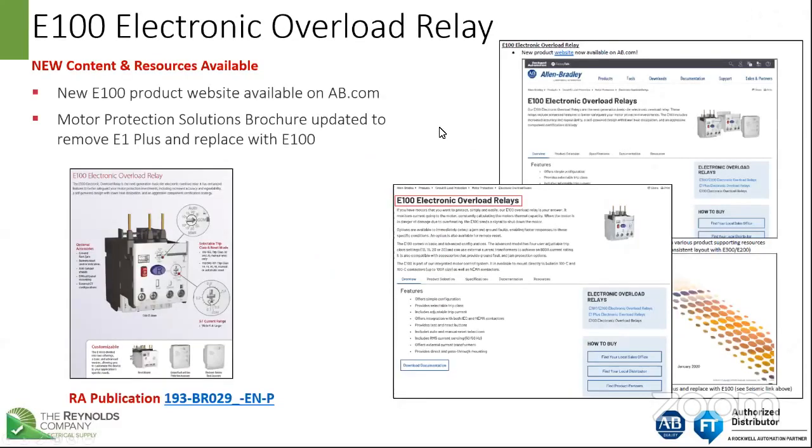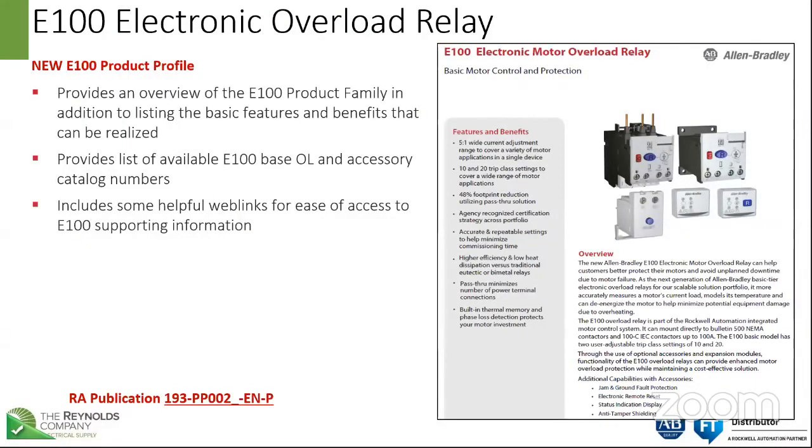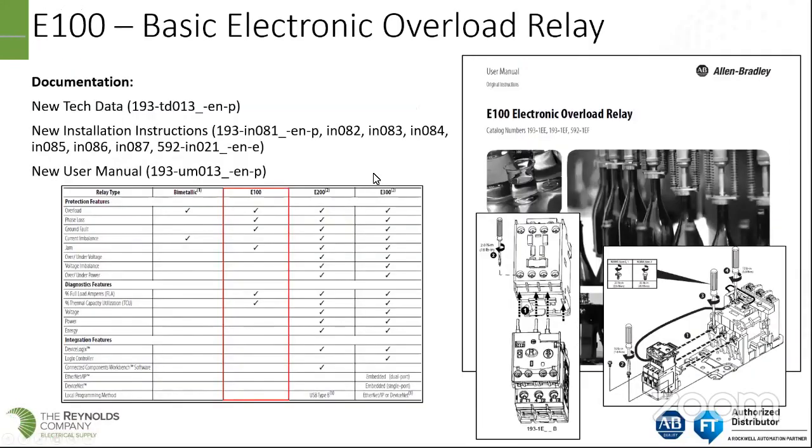Then as far as documentation that's available for the E100, there's a new product profile that's available. It is on the website already, so all the documentation can be downloaded there as well. There's a new motor protection solutions brochure out there. The new product profile gives you a good overview of the product and lists all the accessories that are available for it. And then there's a new tech data document out there for the overload relays, and the tech data is more of a selection guide these days. And then there's a new list of installation instruction sheets for the different overload relays that are out there, as well as a user manual now as well.